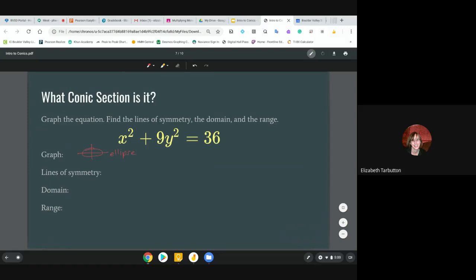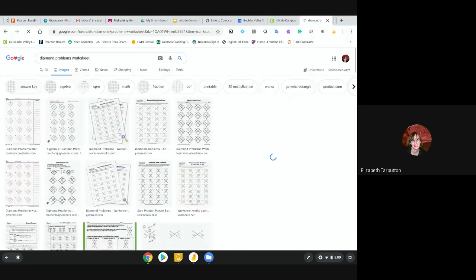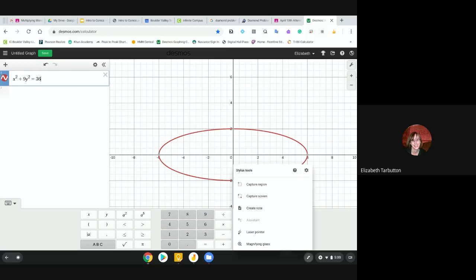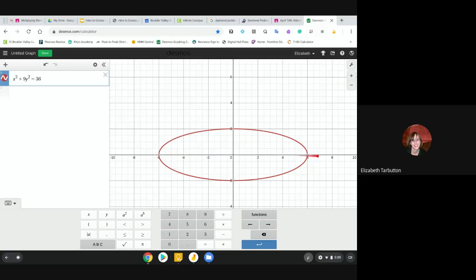So then we come back and we can look at what kind of lines of symmetry we have. We have a line of symmetry going down the x-axis and across the y-axis. Another question I asked was, what is the domain and the range? The domain is all possible x values, and we see that we go from -6 to +6. So our domain is all real numbers between -6 and +6. Our range is our possible y values, and those are between -2 and 2. So all real numbers between -2 and 2.